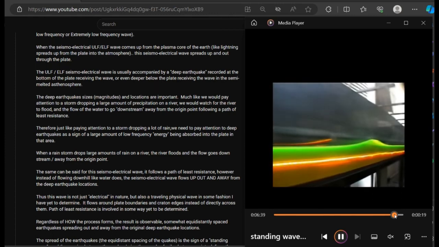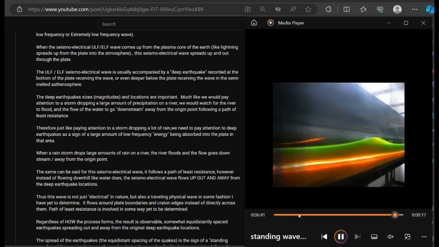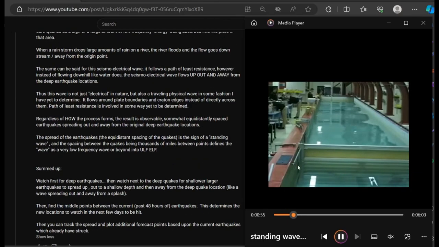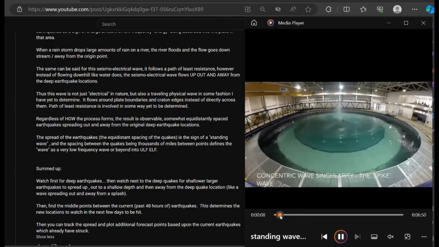Regardless of how the process forms, the result is observable: somewhat equidistantly spaced earthquakes spreading out and away from the original deep earthquake locations. The spread of the earthquakes, the equidistant spacing of the quakes, is the sign of a standing wave, and the spacing between the quakes being thousands of miles between points defines the wave as a very low frequency wave or beyond into ULF/ELF.